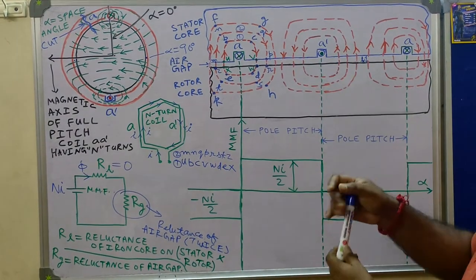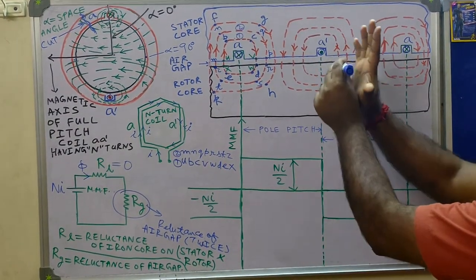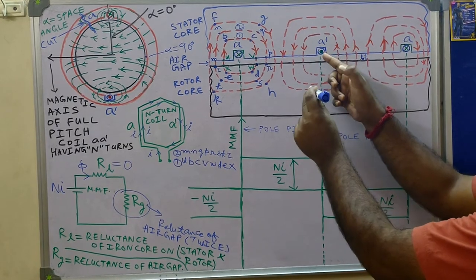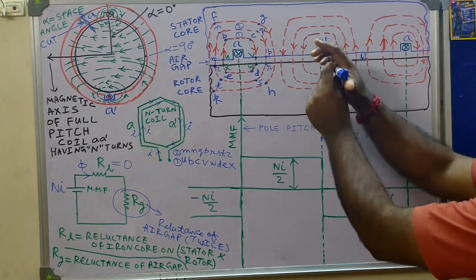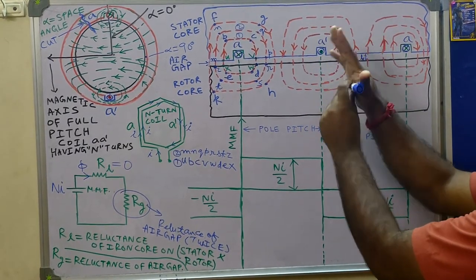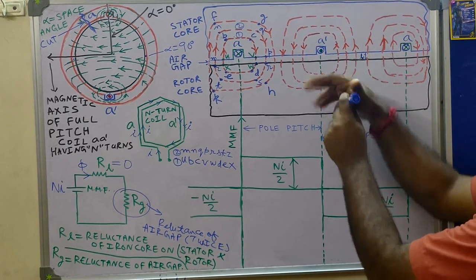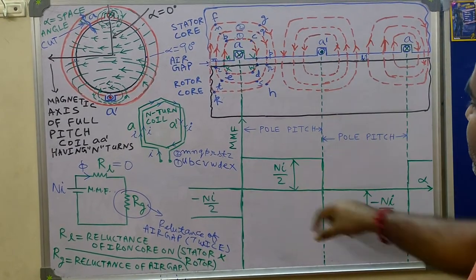The same thing here. Dot means what? It is leaving the board. So I am grabbing the conductor with my right hand. Dot means current is leaving the board. So the thumb is out of the board and I am curling the four fingers. So you can plot the magnetic lines of flux in this way.